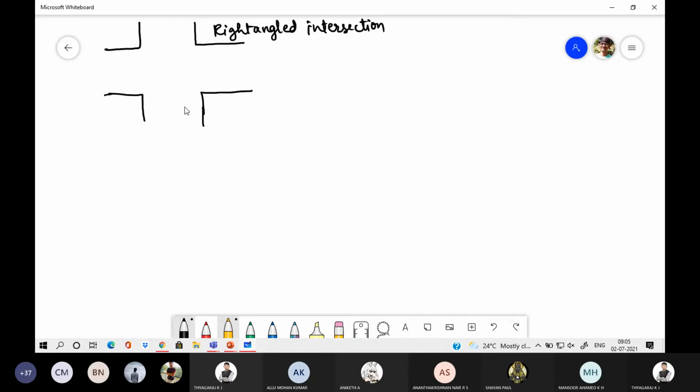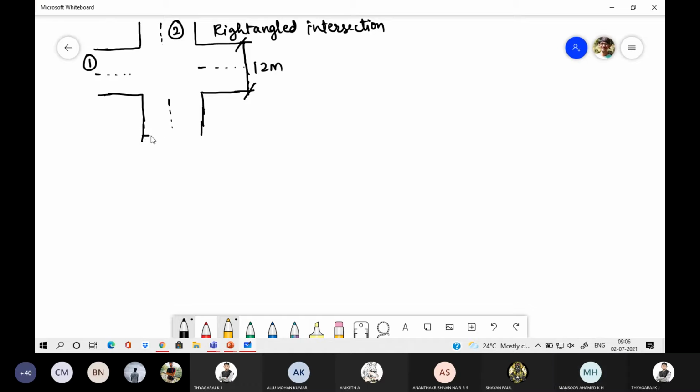What are all the things they have given? They have named the roads, right? So we will consider this as road 1 and this as road 2. And there will be 2 lanes on each road. You have to draw the diagram like this only. Now tell me, what is the width of the road they have given? Width of road 1 is 12 meters. What is the width of road 2?